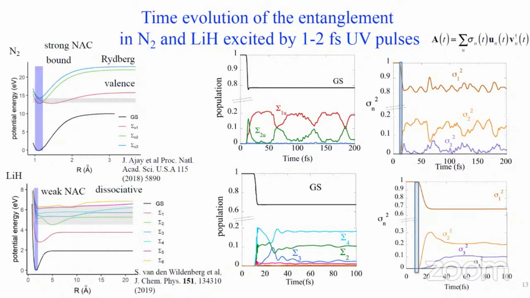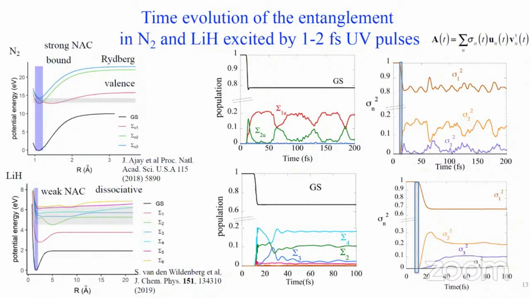And in LiH, we go to dissociative states. So we have first, at the exit of the Franck-Condon region, very rich transient dynamics. And then each wave packet moves on its own to the dissociation limit. What I show here are the principal values, so the square of the weight of each of the components after we have matricized the wave functions.